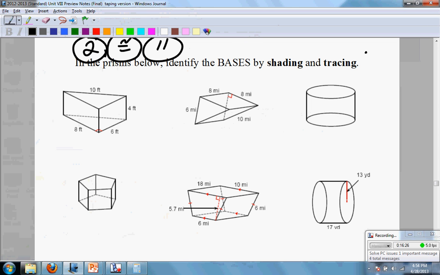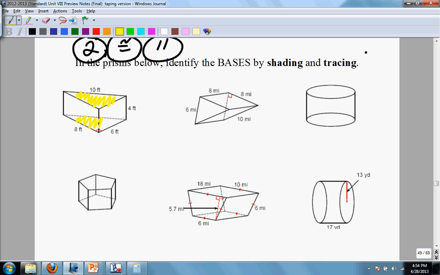Okay, so for each of these, I'm going to shade and then trace the bases. I'm going to shade the bases first in yellow. There's a base. There's a base. Those are the 2 bases, connected by rectangles. This would be the front, and the back would be the bases. Because they're parallel, they're congruent, and they're connected by nothing but rectangles.